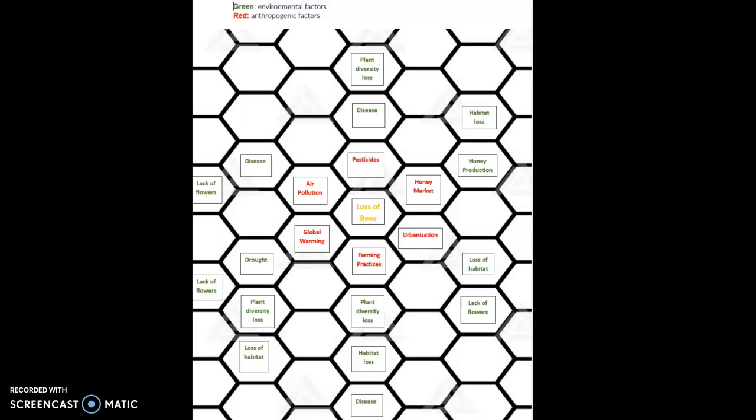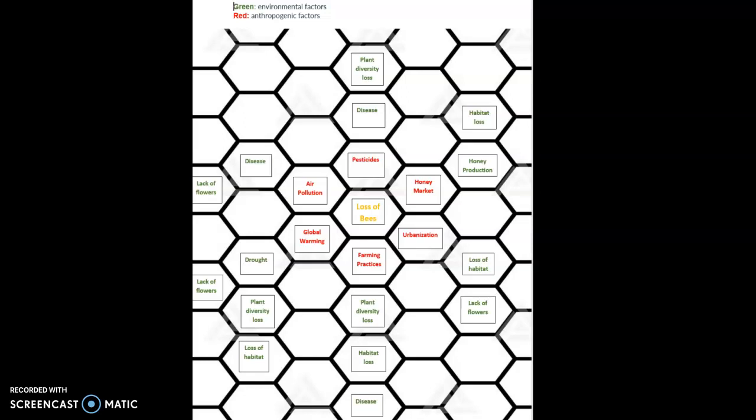So red is anthropogenic and green is environmental. So next we'll come out to the environmental reasons that the bumblebee population is slowly declining. And the environmental factors are disease, honey production, loss of habitat, plant diversity loss, drought, and disease.